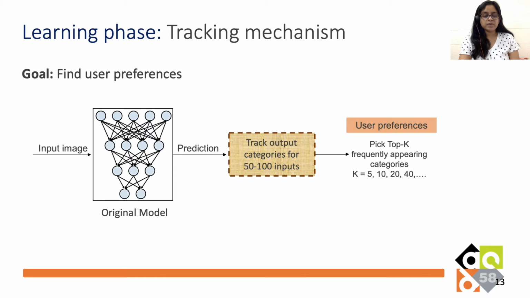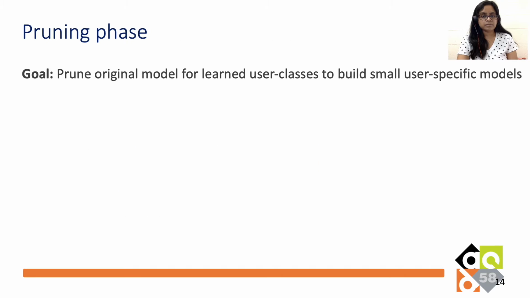For the learning phase, we have a tracking mechanism where we track the first 50 to 100 inputs for the predicted class from the original model. And then we pick the top frequently appearing categories as user preferences. In the pruning phase, we prune the original model for the newly learned user classes to build the user-specific model.